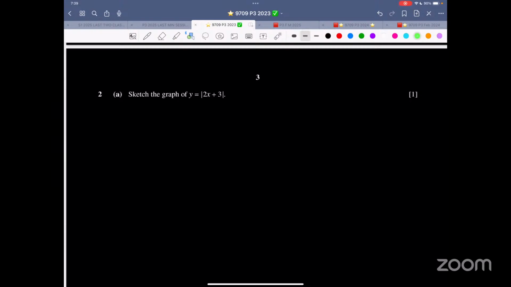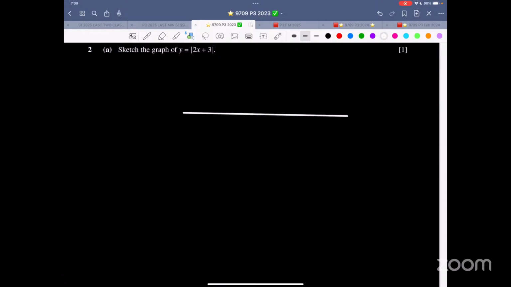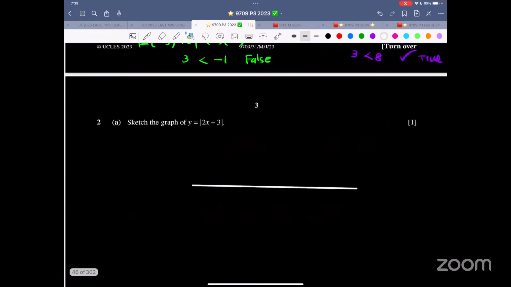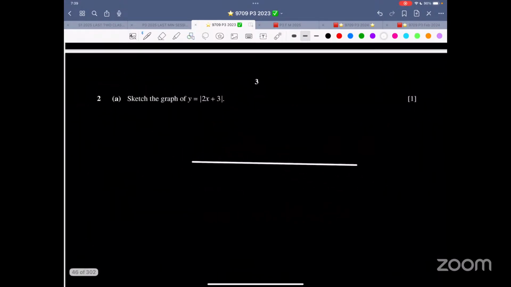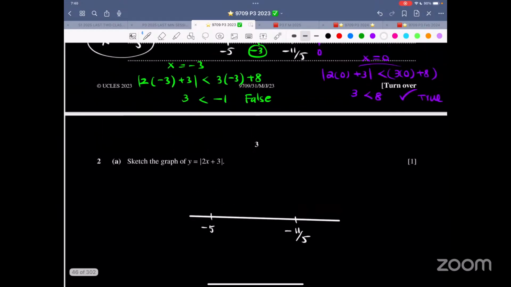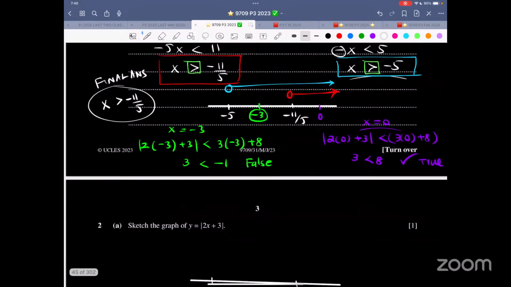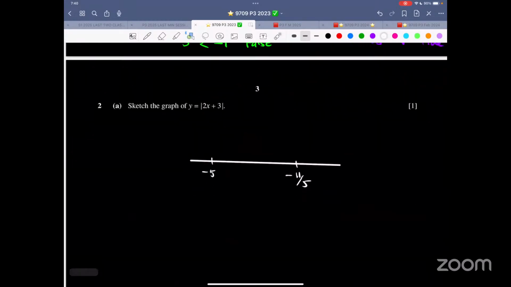So let me grab a line over here. This is negative 5, negative 11 over 5. This is, I don't know why it's not coming out to be straight. So this is negative 5. This is negative 11 over 5. The blue one is x is greater than or equal to negative 5.